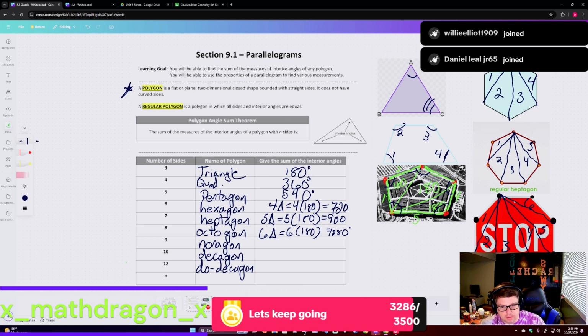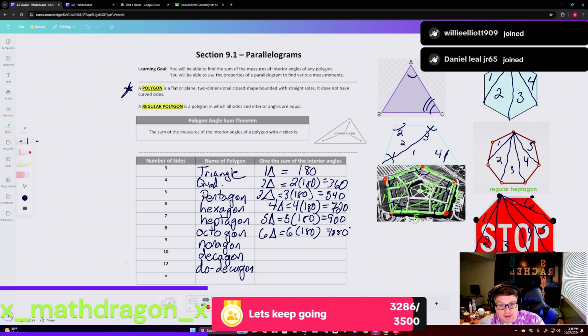Okay, then my nonagon, which is 9 sides. So if we have a quadrilateral, and let's fix these up for a second. We have 1 triangle, which is 180. The quadrilateral gave us 2 triangles. So 2 times 180 was 360. And then the pentagon gave us 3 triangles, which is 3 times 180. So that was 540.